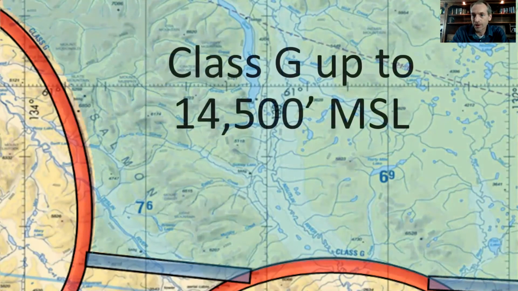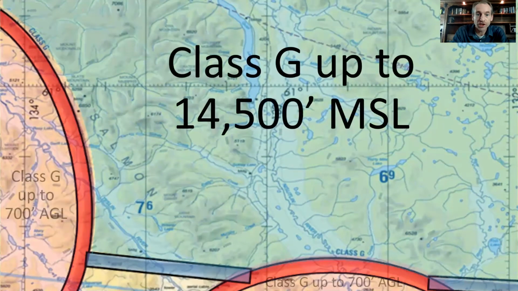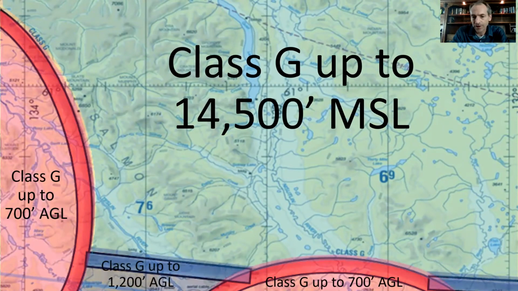So in this example here, we have this large area where Class G goes up to 14,500. We have two sections where the Class G goes up to 700 feet AGL, and then we have two little sections that go to 1,200 feet AGL.